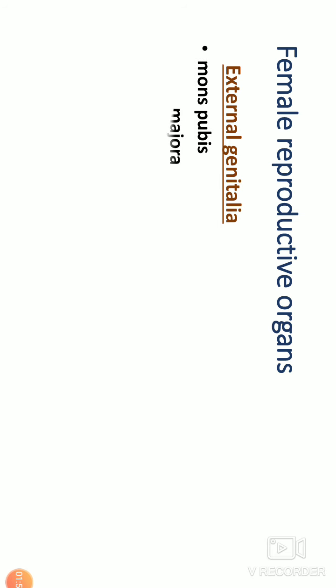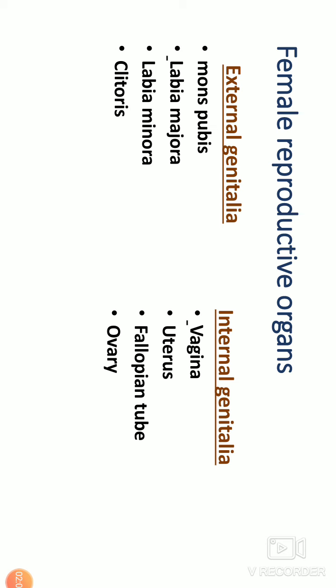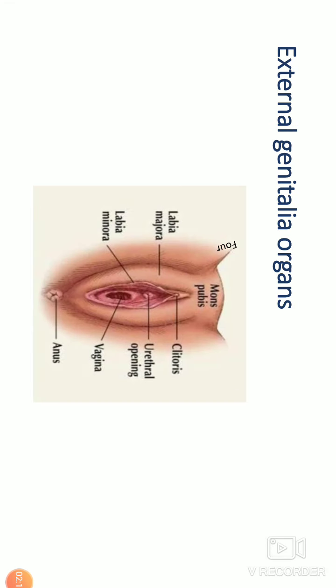So if we divide the female reproductive organs, we can divide them in two parts. First one is external genitalia and second one is internal genitalia. The external genitalia contains mons pubis, labia majora, labia minora and clitoris. The internal genitalia contains the vagina, uterus, fallopian tube and ovaries. Then first come to the external genitalia.